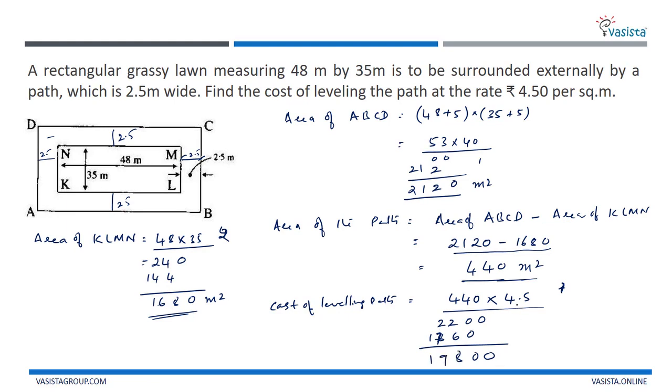So after here we are supposed to place the decimal point. One digit is there after the decimal point, so I need to keep 1 digit after the decimal point. So the answer is 1980 rupees. This is the cost of leveling the path of 440 square meter area at the rate of 4.5 per square meter. That is, the answer is 1980.